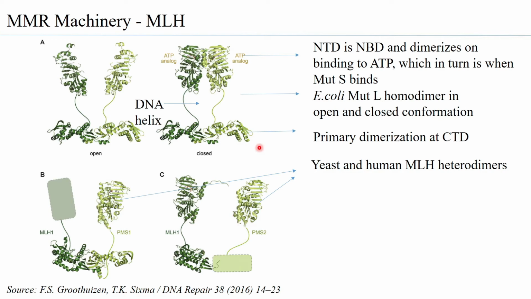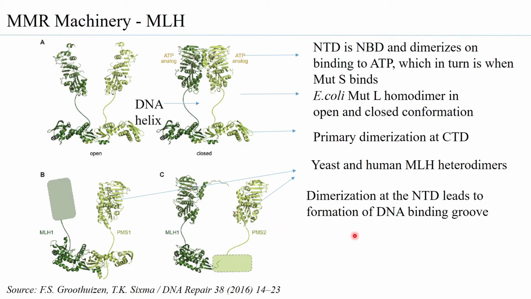So you can see how similar they are structurally. What you are very clear about is that the two monomers forming the MutL homolog are not a single protein, they are two different proteins. So it's a heterodimer. This is important: the formation of the DNA binding groove happens only when the dimerization at the NTD, the N-terminal domain, happens. The MSH binds to the MLH monomer of the MLH homolog.